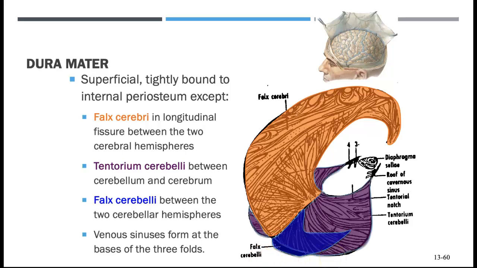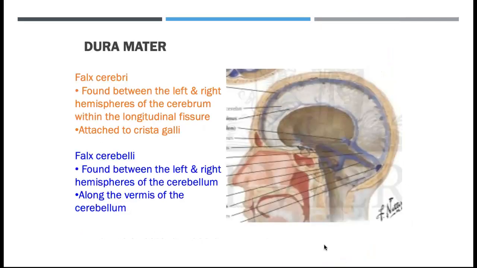And lastly, we have the tentorium cerebelli, which is going to create a tent over the cerebellum. So it's really sitting between the cerebrum and the cerebellum. That would be inferior to it. And our venous sinuses are going to form at the base of these three folds. So if we go back to this image here, we can see the falx cerebri here. And of course, up here would have been our superior sagittal sinus. And we have our inferior sagittal sinus and the straight sinus sitting within these areas.